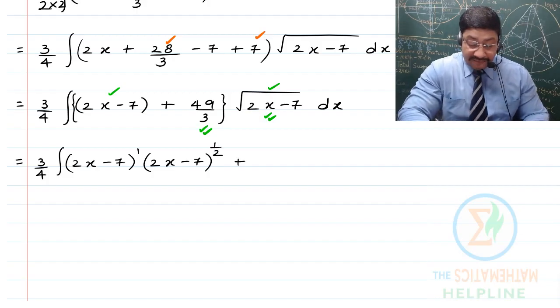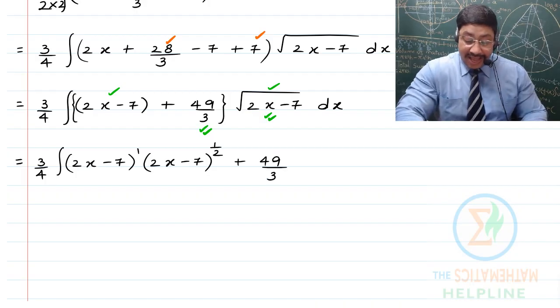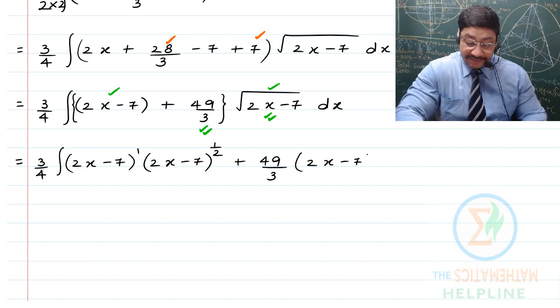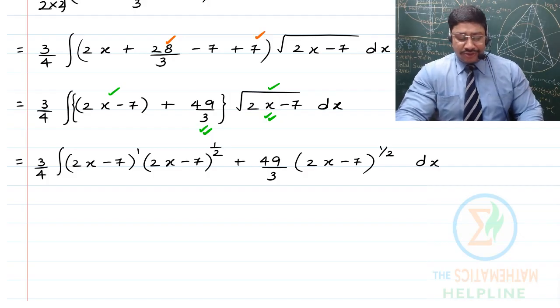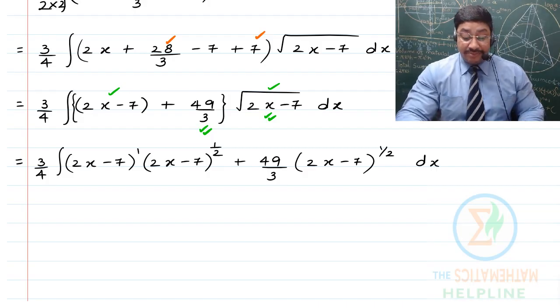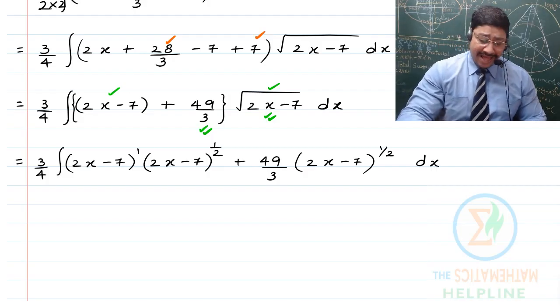And then we have now the multiplication of 49, which is divided by 3, and it is to be multiplied with 2x minus 7, which is raised to the power 1 upon 2 dx. I'm sure the rest of the class must be able to understand now what's going to happen, as now we've been able to get them into integrable formats.